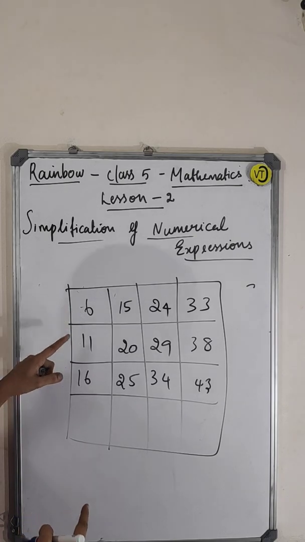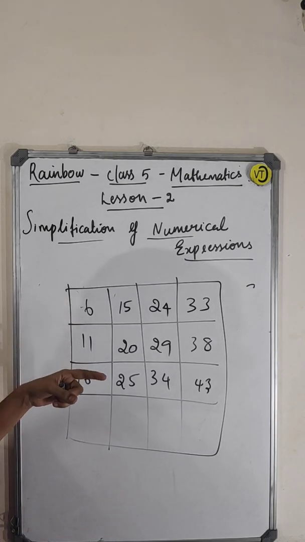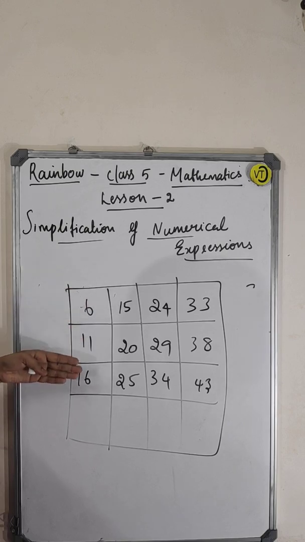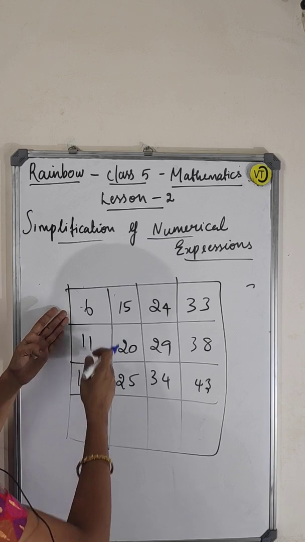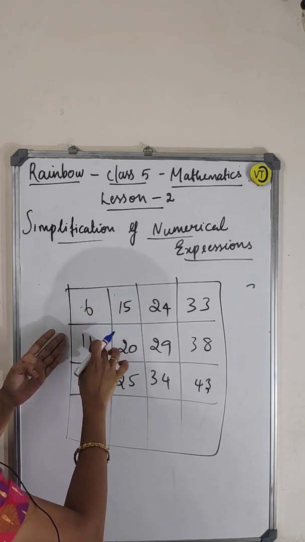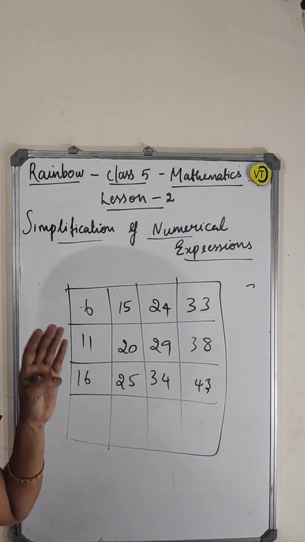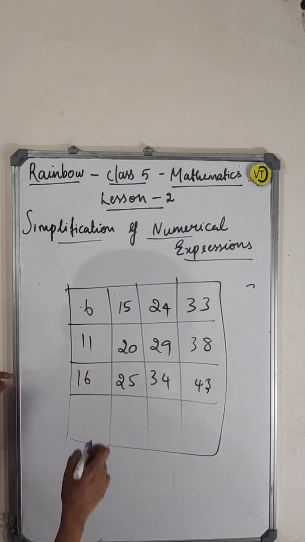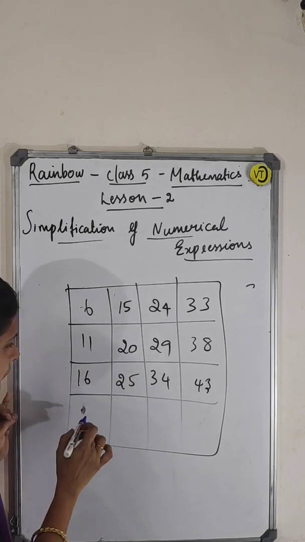See, 6, 11, 16 here. What you are doing here? Just plus 5 you are adding. Okay? From this column, what you are doing in this row, right? So here you are adding plus 5 down. Okay, the difference you can see then. So this plus 5 is what here? 16 plus 5 is 21.